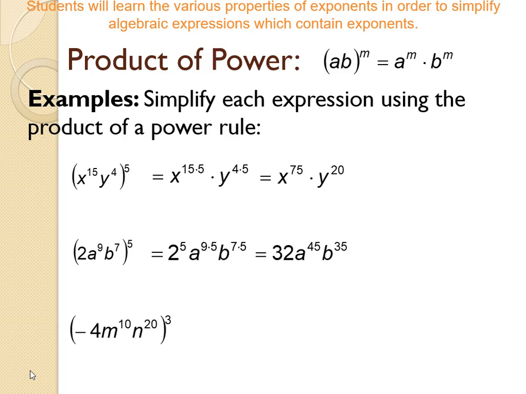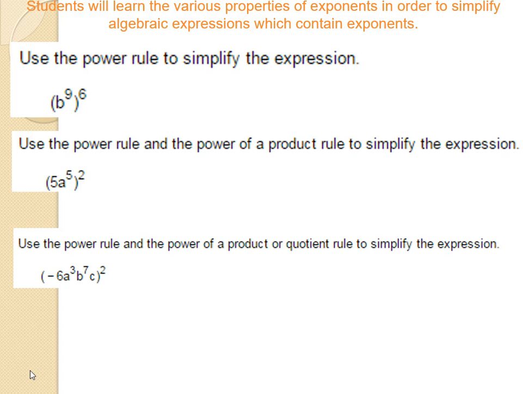Negative 4, m to the 10th, n to the 20th. We're going to take that all to the third power. So we've got negative 4 cubed, so we're going to put that negative 4 in parentheses. Anytime you have a negative, you want to put it in parentheses. So negative 4 to the third is negative 64, and we have m to the 30, n to the 60. Try these.